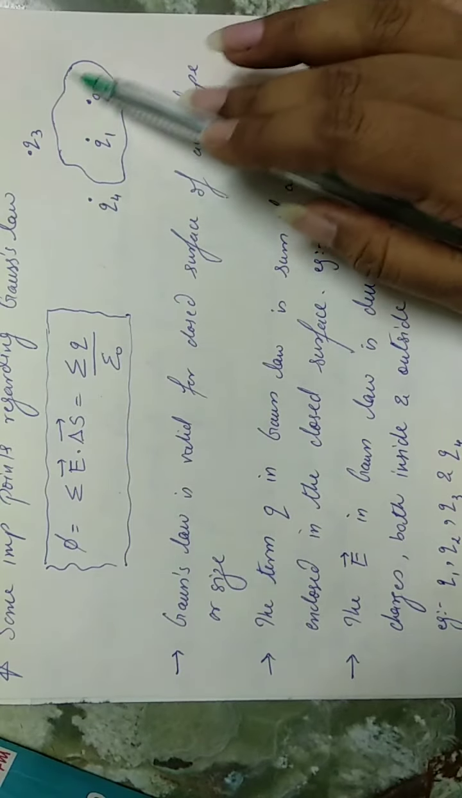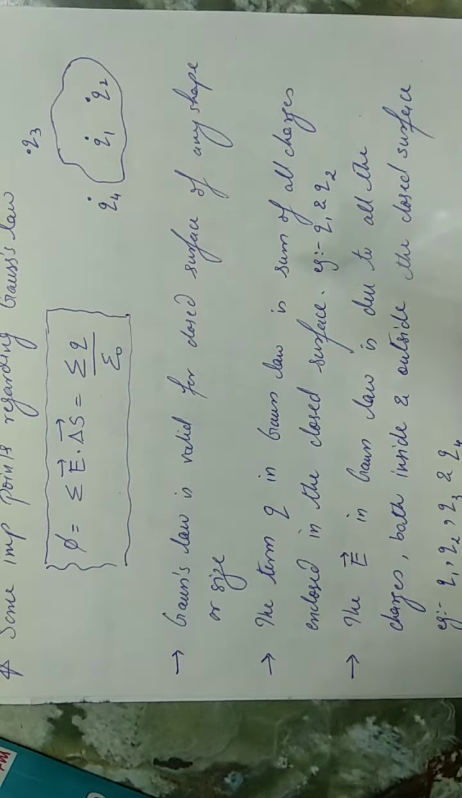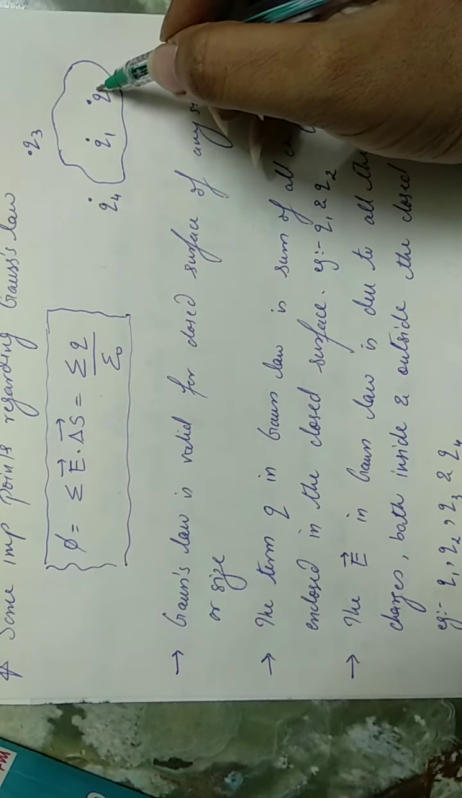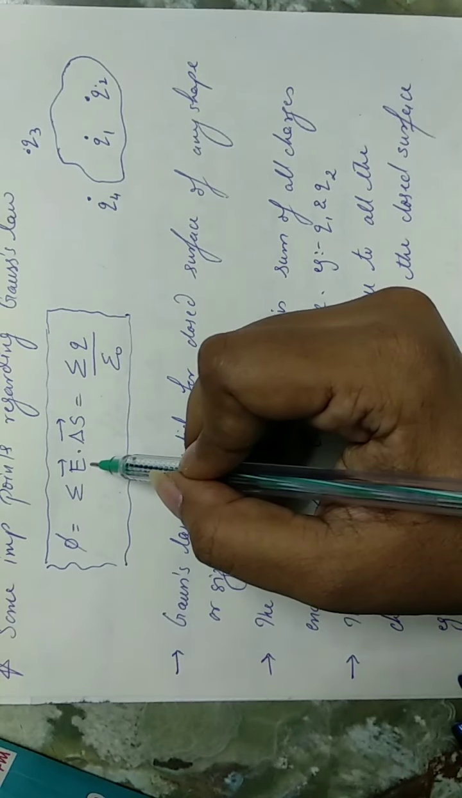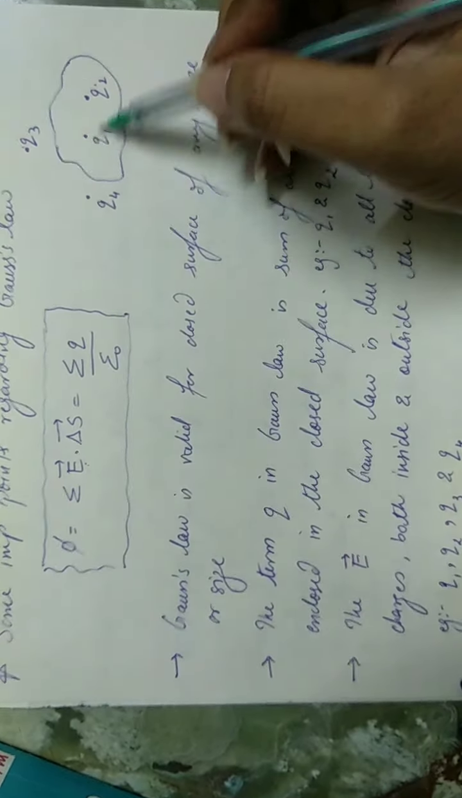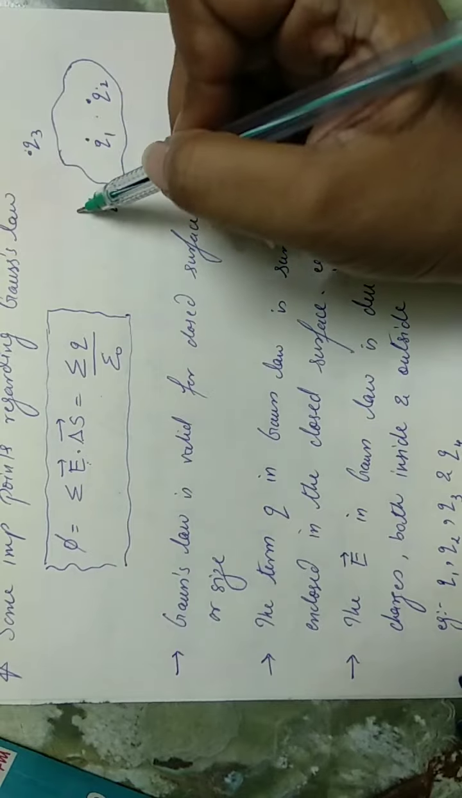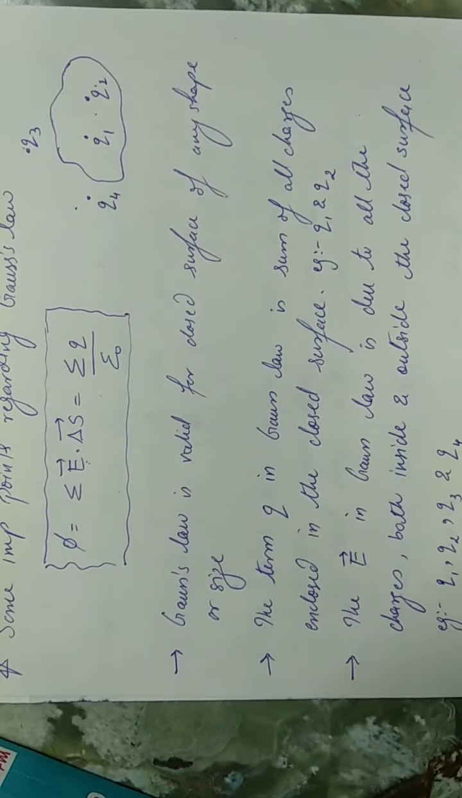See, suppose this is our closed surface, then Q1 and Q2 are enclosed in the surface. So here summation of Q is Q1 and Q2. This Q3 and Q4 are not included in this. Whereas if here you see the electric field, then this electric field will be the electric field due to all these charges, whether they are inside the surface or they are outside the surface. How we can prove that?